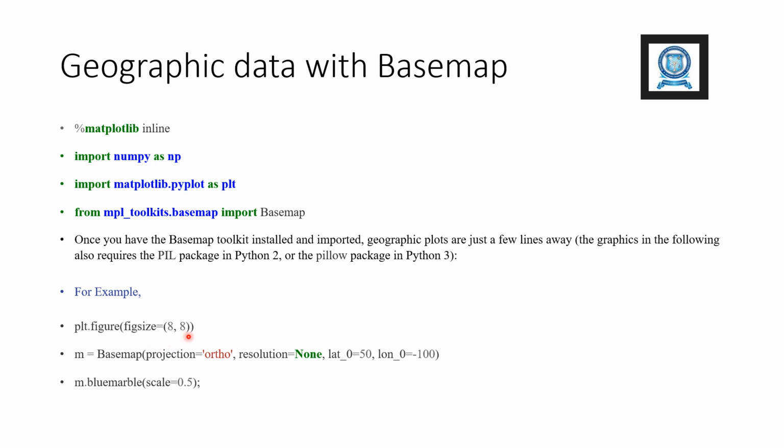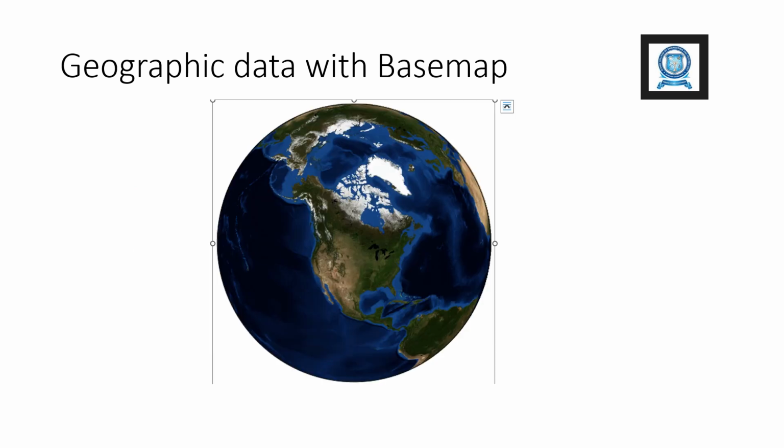plt.figure with figsize equal to (8, 8), and Basemap with projection equal to ortho, and then the map is drawn with bluemarble, scale equal to 0.5. The output for the above code is shown here. The useful thing is that the globe shown here is not a mere image. It is a fully functioning matplotlib axis that understands spherical coordinates and which allows us to easily overplot data on the map.